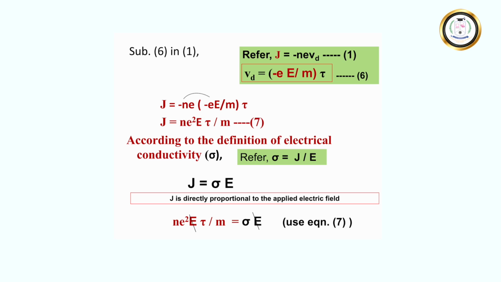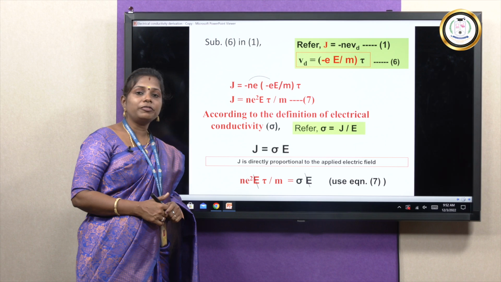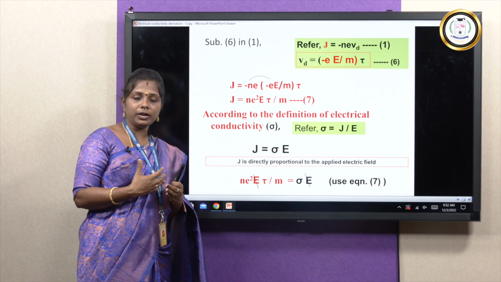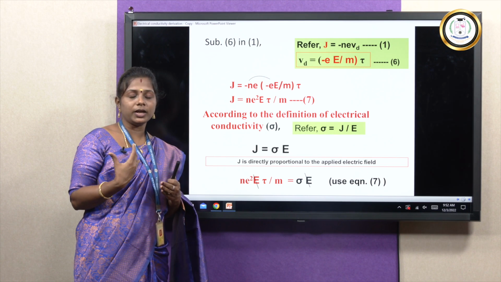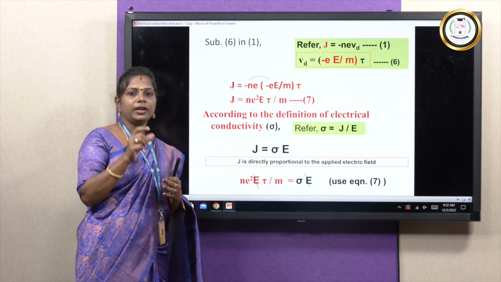Now, the drift velocity expression we are going to substitute in our equation 1. Initially, we derived the expression for current density. Why do we need current density? Because if we have current density, then only we can derive electrical conductivity. We know that electrical conductivity sigma is equal to J by E, so we are in need of J.